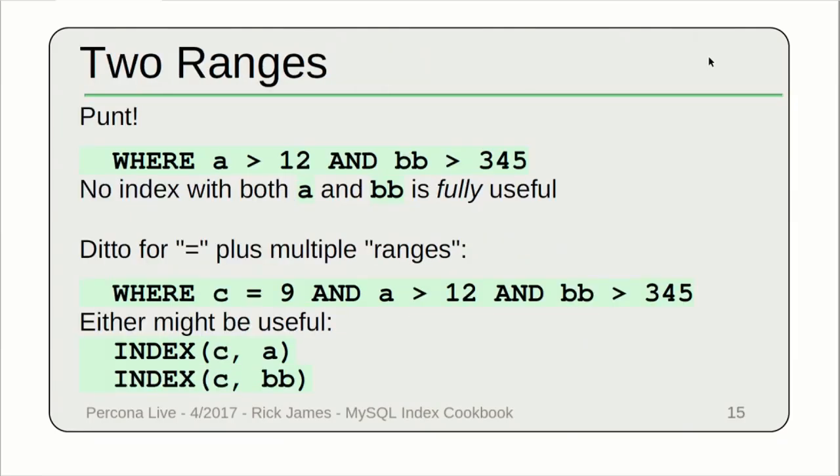Now, here's two ranges in the where clause. You can't use an index with both of them. Or rather, the index won't help you any. It won't help you more than dealing with one of them. So index A, okay, that'll take care of the A. Can't take care of B. Index B, that'll take care of B, won't do anything for A. And then you can move on to combinations, like C has an equal followed by something with a range.